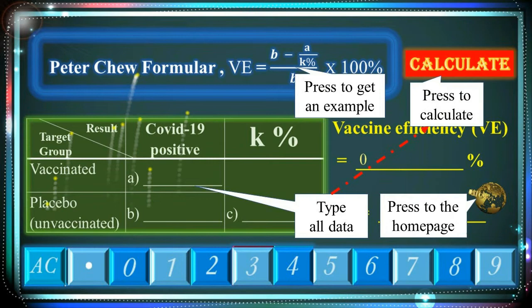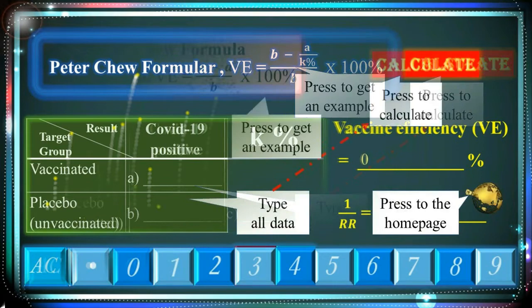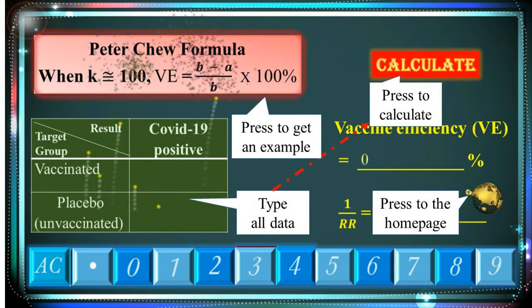Press the PCET calculator logo to go to the homepage. Press the title to get an example. After typing all data, press calculate. For the PCET formula page for calculating the efficiency of the COVID-19 vaccine, K equals 100. Press the PCET calculator logo to go to the homepage. Press the title to get an example. After typing all data, press calculate.